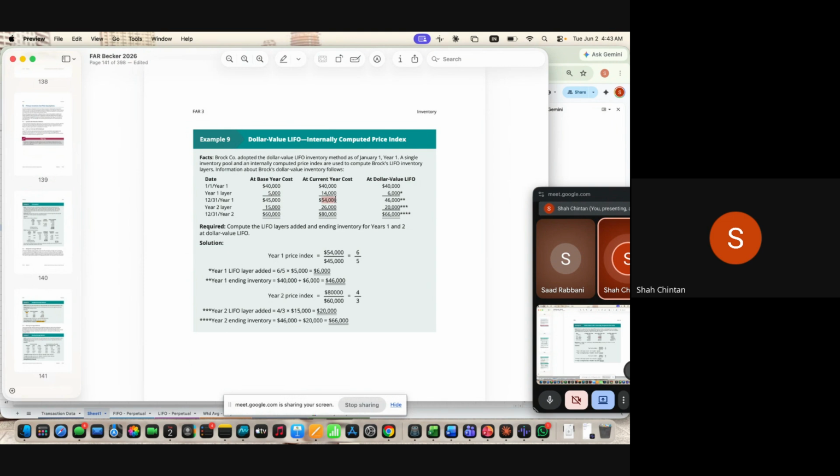Don't look at the book otherwise. Step number one, calculate a price index. It means what is the ratio of the cost. So 54,000 divided by 45,000, basically a CPI of year one divided by CPI of year zero, a basic economics formula. So 54,000 divided by 45,000, your ratio is 6:5.